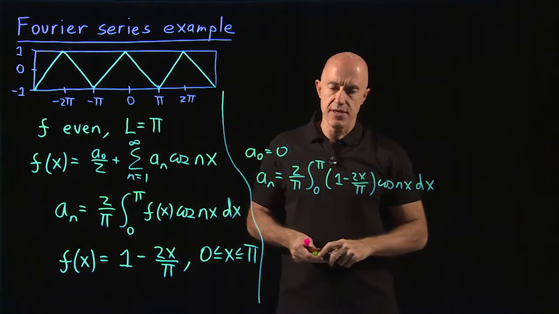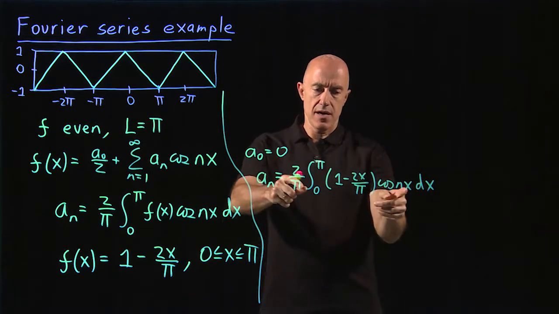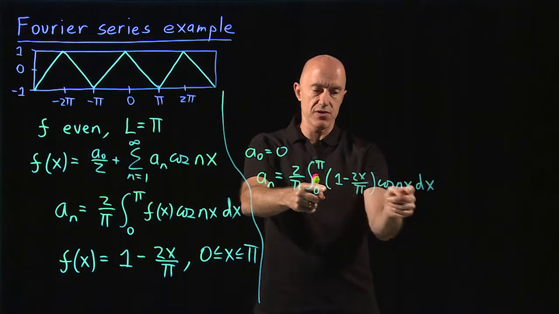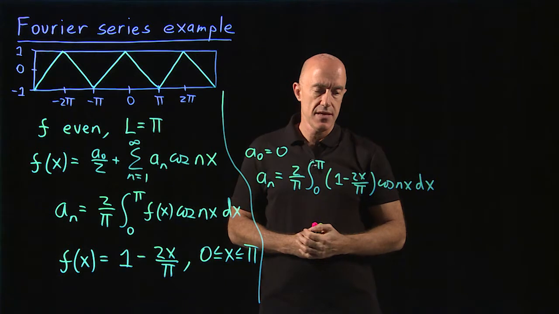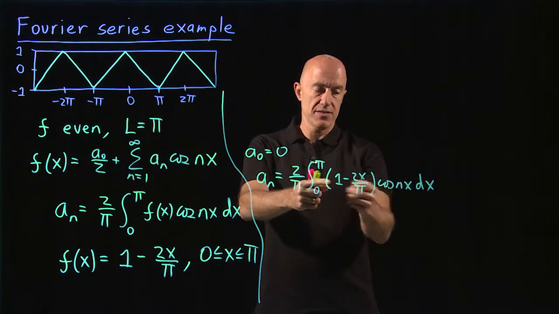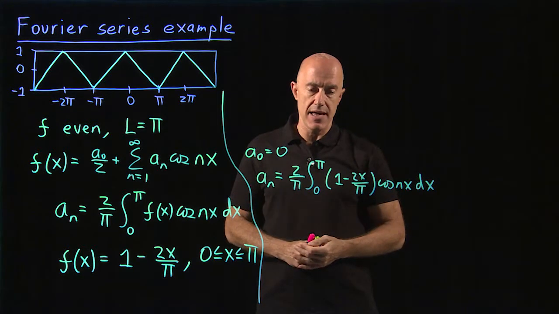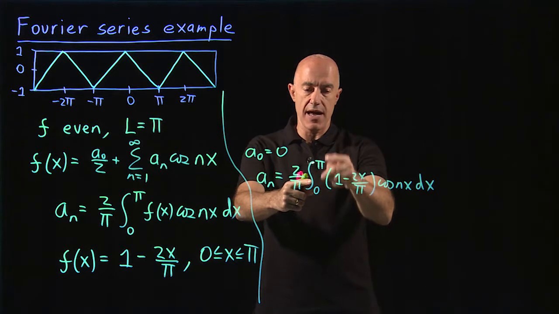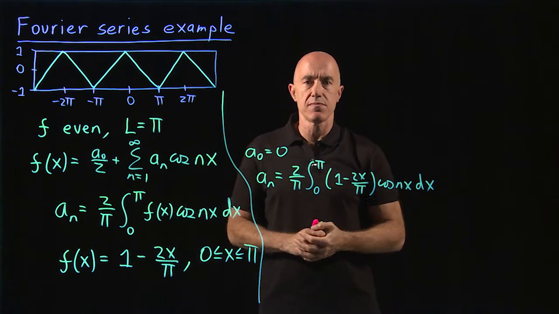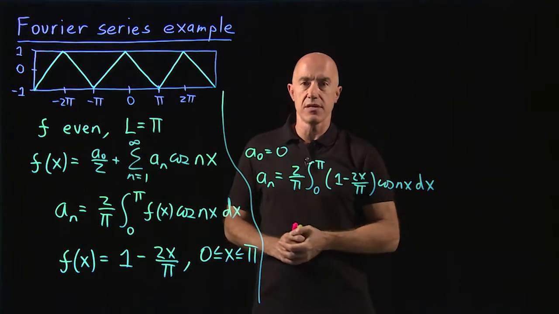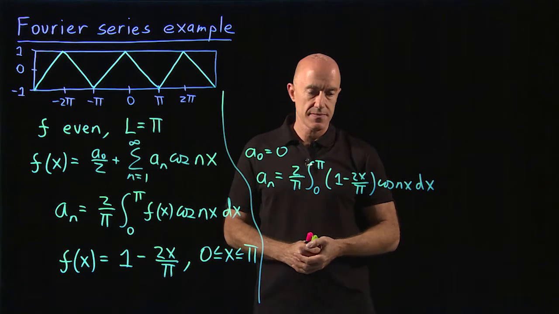How do you do this integral? You can integrate the one term first, which is the integral of cosine nx. That becomes sine nx divided by n. But sine nx evaluated gives sine n pi and sine 0. Both of those terms are 0. So this one term actually integrates to 0.